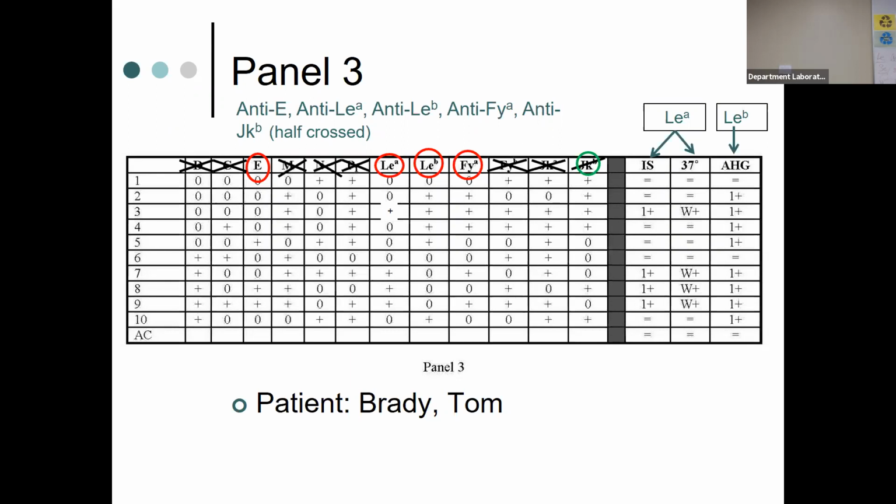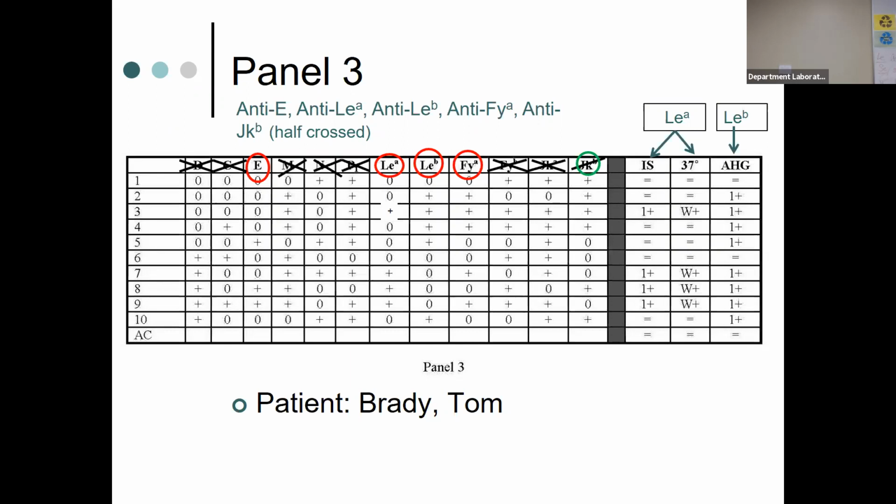So what could be causing it? If it's E-negative, we already established that E is reacting, but we still have another reaction at AHG. What's causing that reaction? Lewis B. Lewis B, all right? So you have Lewis B reacting at AHG only. You have Lewis A reacting at initial spin, 37, and AHG.